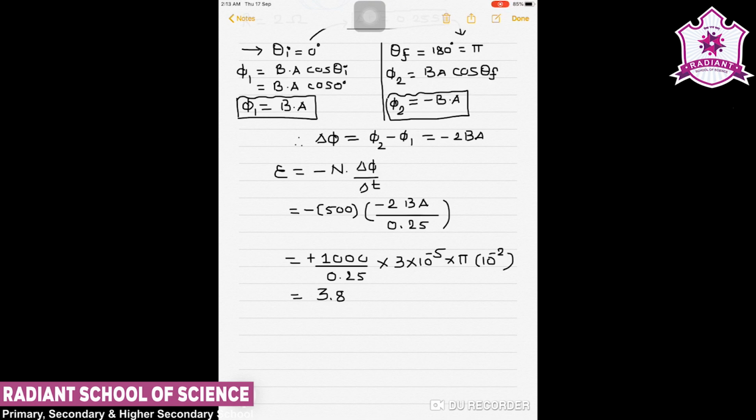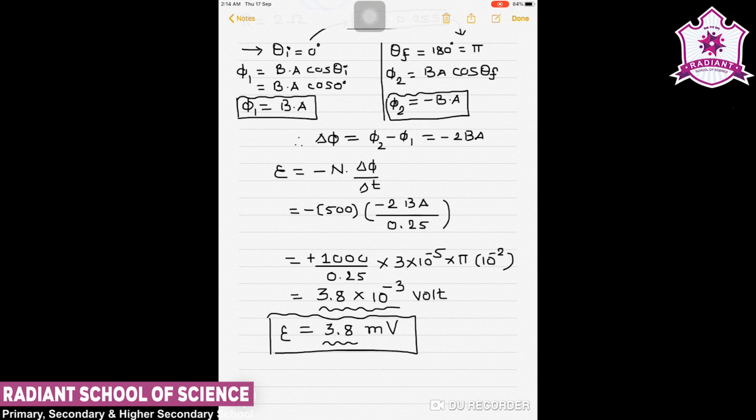3.8 into 10 raised to minus 3 volt. So as a whole, when we simplify it, we get the answer, and therefore this is about 3.8 millivolt, and this will be the answer of EMF E. So here EMF will be about 3.8 millivolt.